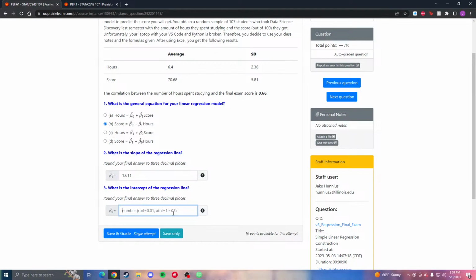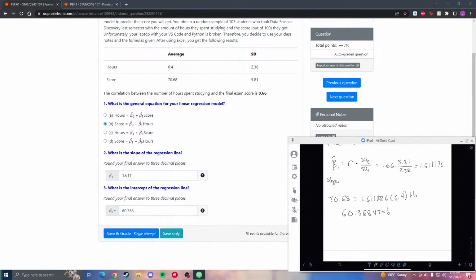And then the intercept, which we've calculated before, we plug in our averages. So 70.68 is equal to 1.611176 times 6.4 hours plus B, and then we just have to solve for B. Solving for B, I got 60.36847, so B is 60.368.